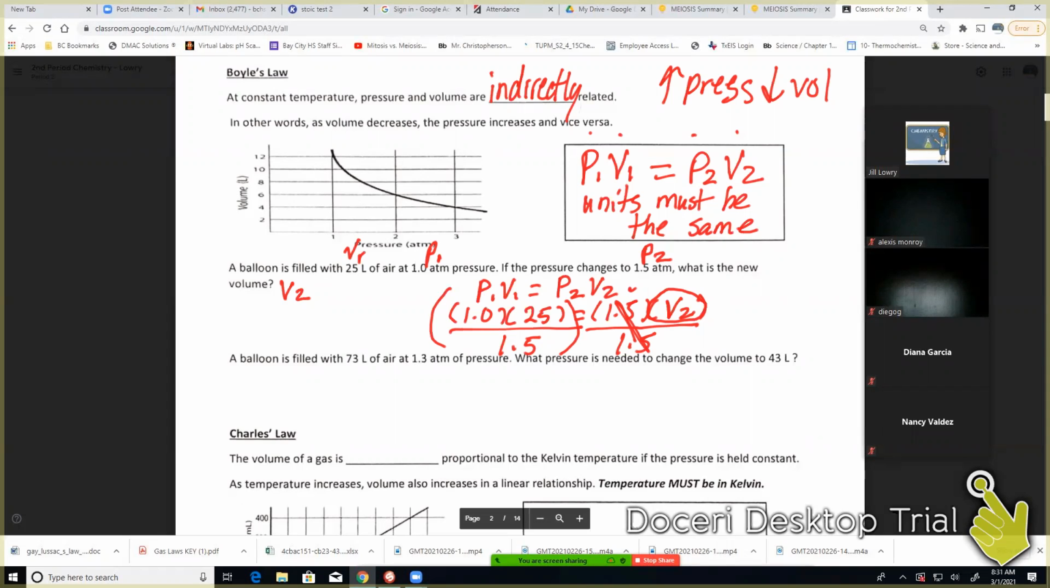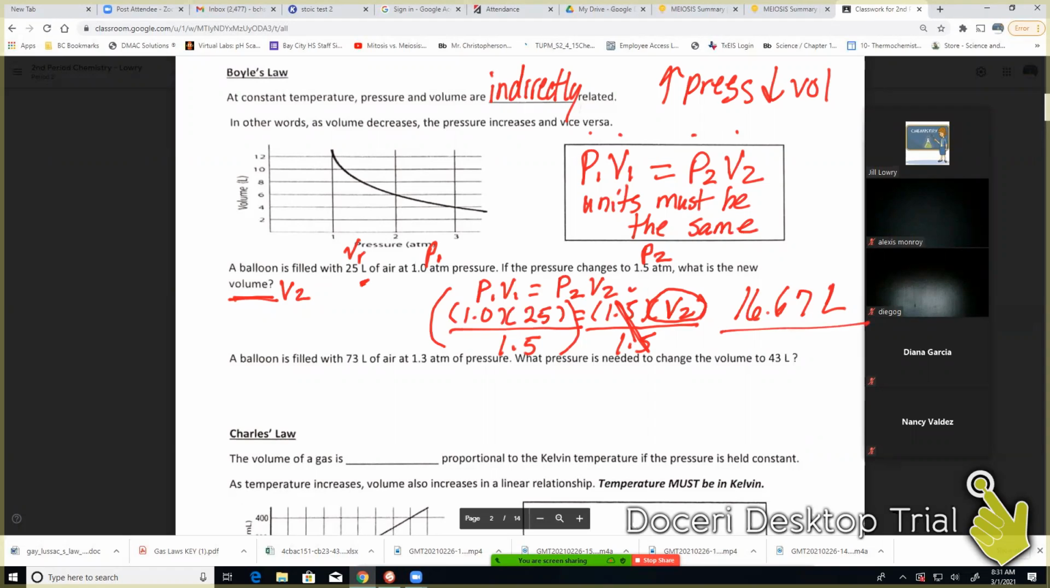And we'll do 2 places past the decimal. So 16.67. And since we're trying to find volume, it's going to be the same units as our other volume. So what were the units for our other volume? Liters. So my units would be liters, and that would be my answer.